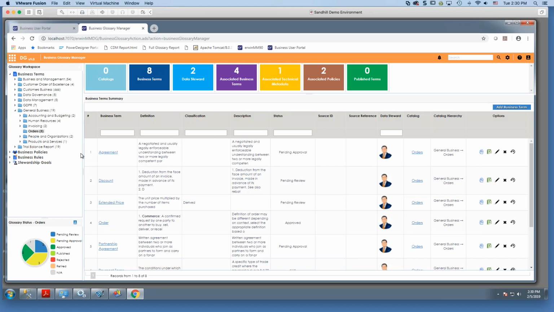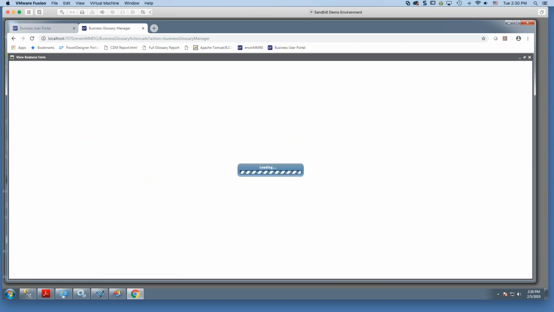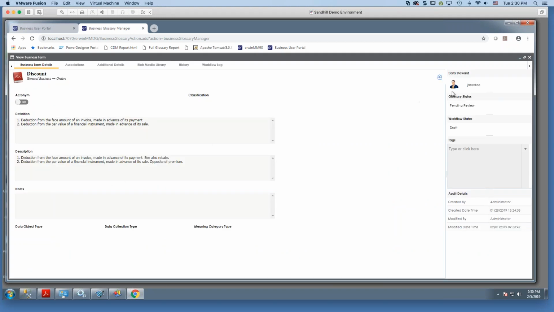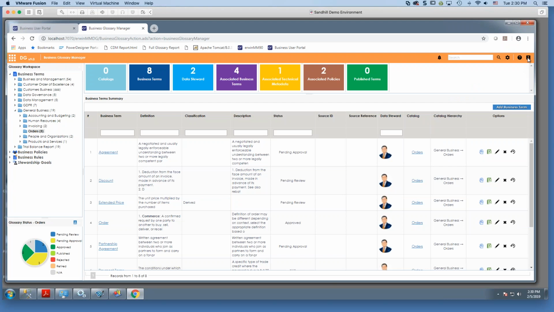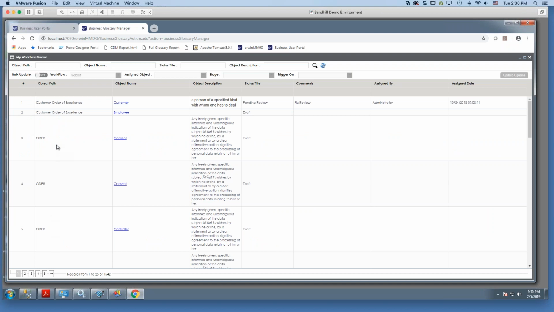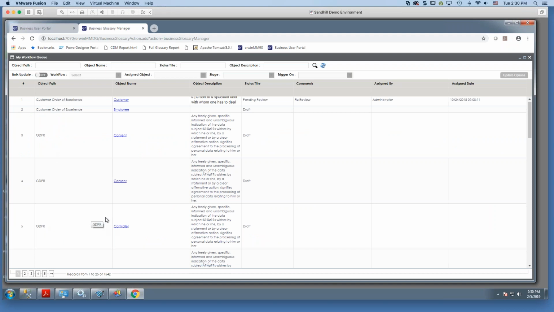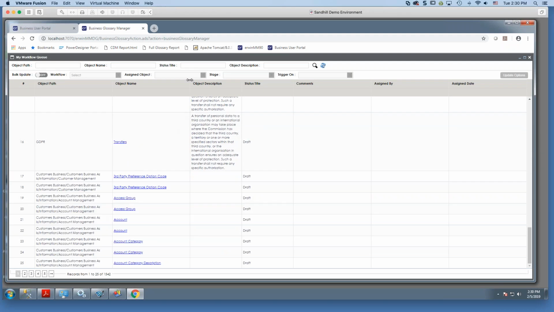And let's say, for instance, I want to track the status of something within a certain workflow. Where is it in the stage? So I can go in here and say my workflow queue. Now, if something is in process, then I can find that easily. Let's just say it's called an agreement.